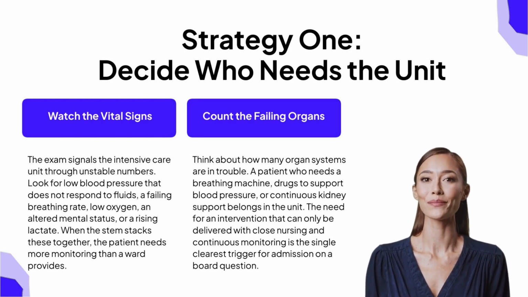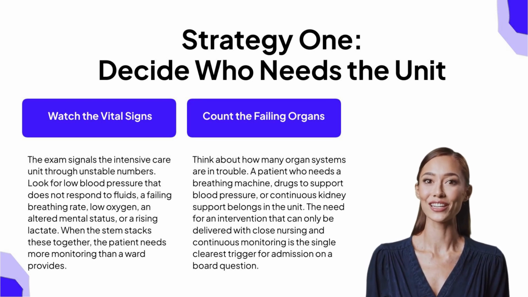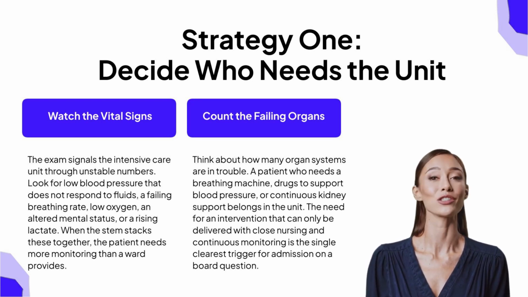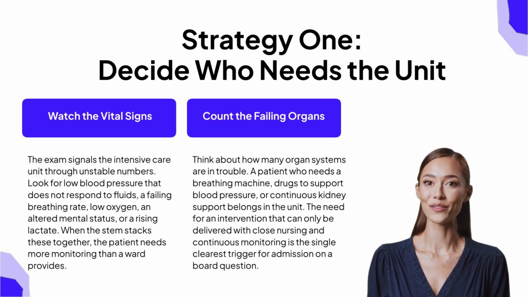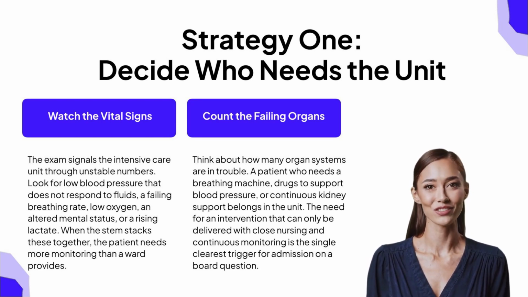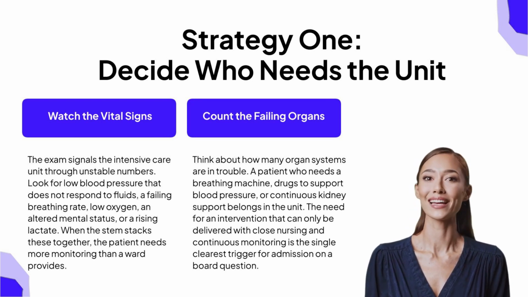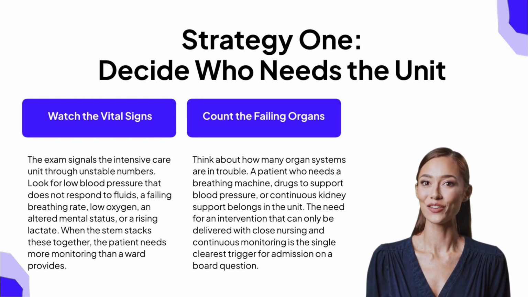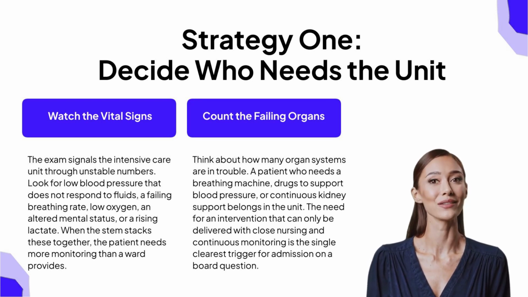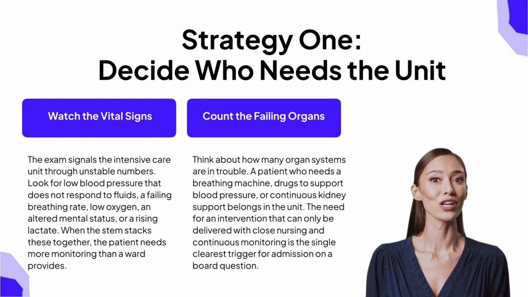The second half of this strategy is to count the failing organs and ask what intervention the patient needs. A patient who requires a breathing machine, drugs to support blood pressure, or continuous kidney support belongs in the unit. The single clearest trigger for admission on a board question is the need for an intervention that can only be delivered with close nursing and continuous monitoring. When you see that, the level of care is the answer they are after.